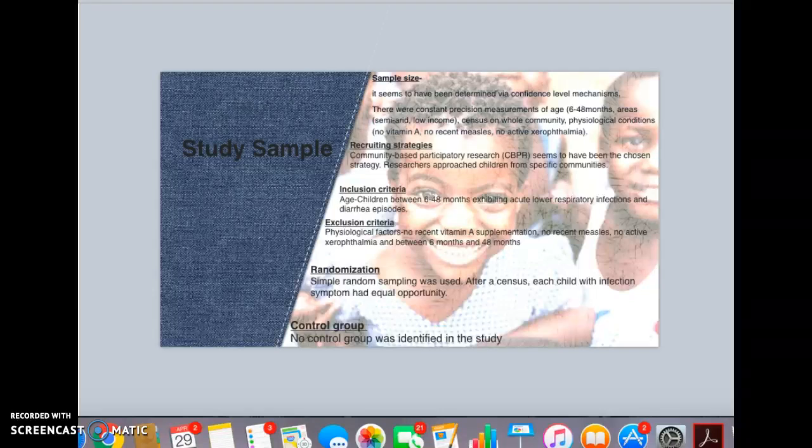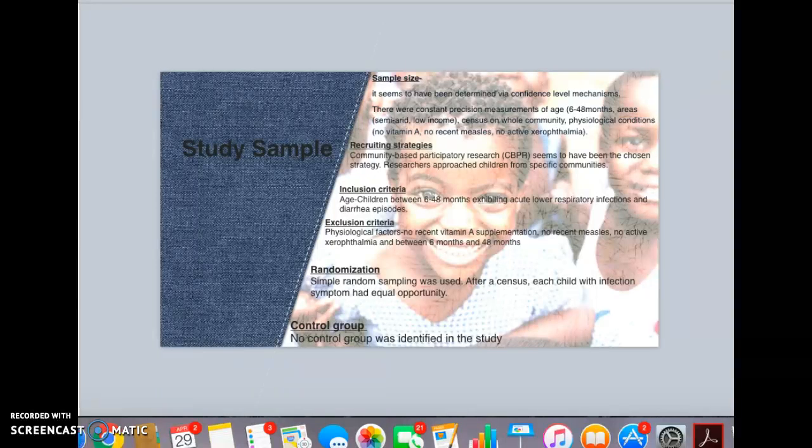On this particular slide, this is our study sample. I took the liberty of incorporating some art of local children of Ghana. So, the slide's a bit busy, but we're going to push through. Sample size seems to have been determined via confidence level mechanisms. There are constant precision measurements of age 6 to 48 months, areas in semi-arid and low income. So a census of whole communities, physiological conditions, and that's the lack of vitamin A, and no recent measles, no active xerophthalmia.